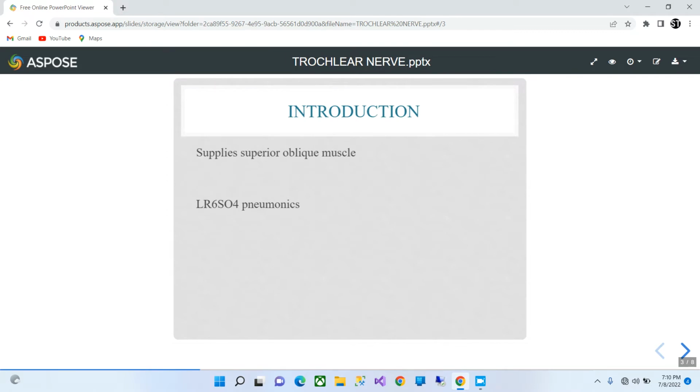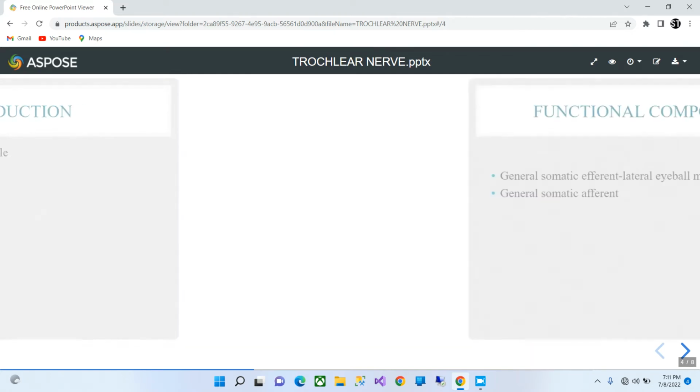This nerve supplies superior oblique muscle only. Already we know about this mnemonic LR6 SO4. So here the superior oblique muscle is supplied by our fourth cranial nerve, that is trochlear nerve.